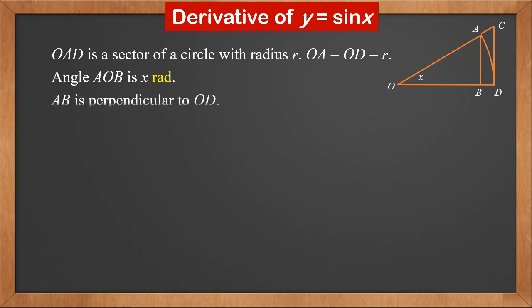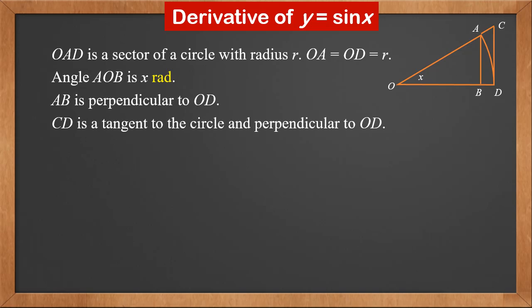AB is perpendicular to OD. CD is tangent to the circle and perpendicular to OD. OAC are on the same line.